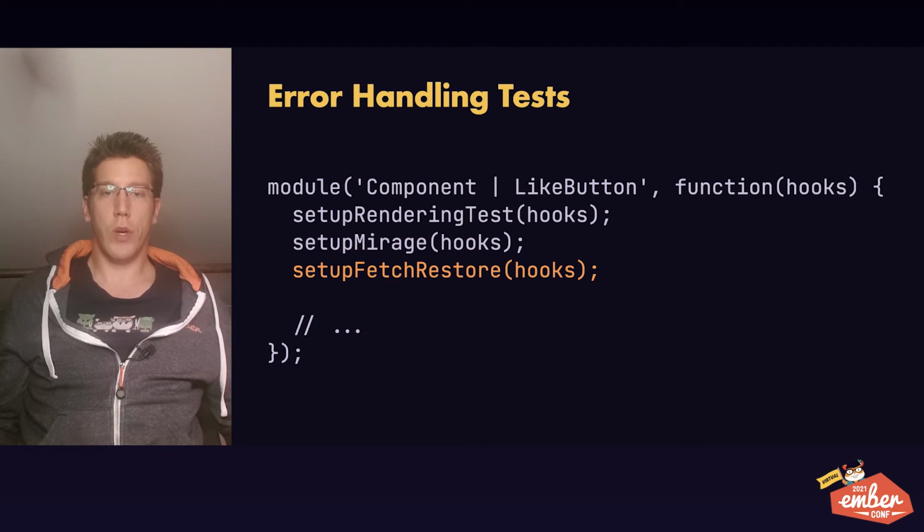In our test module, we can use it similar to how we call the setupMirage function. This should make sure to always reset the fetch function, even if a test happens to fail.